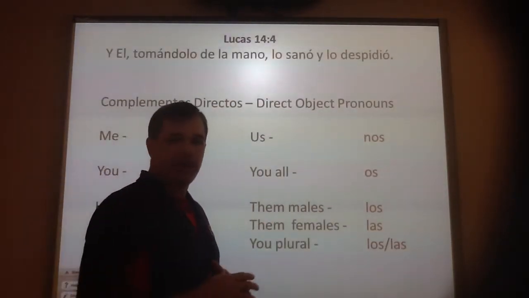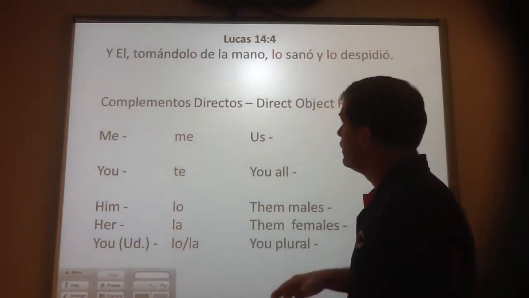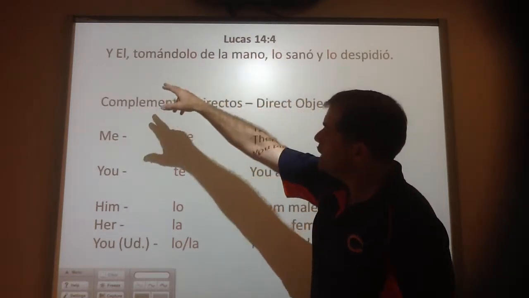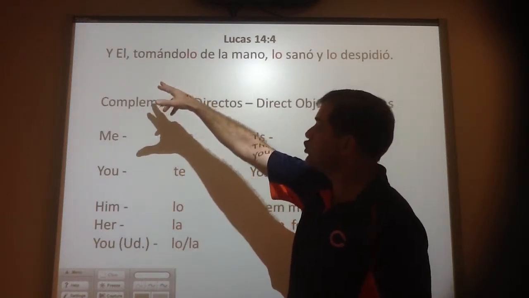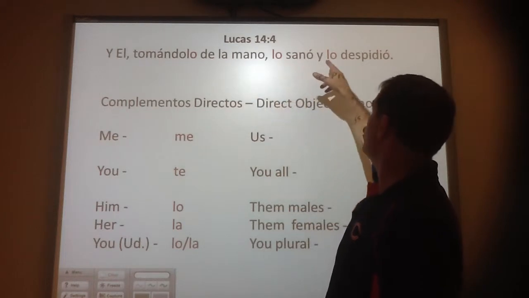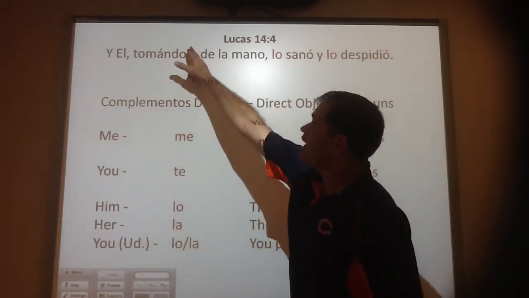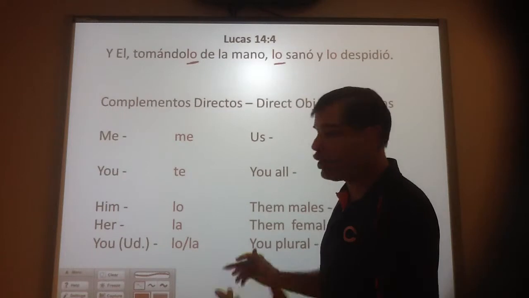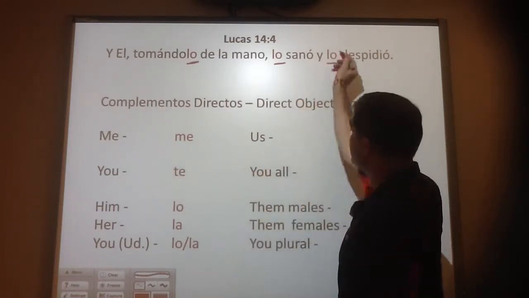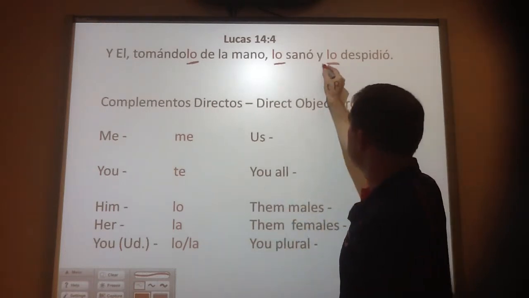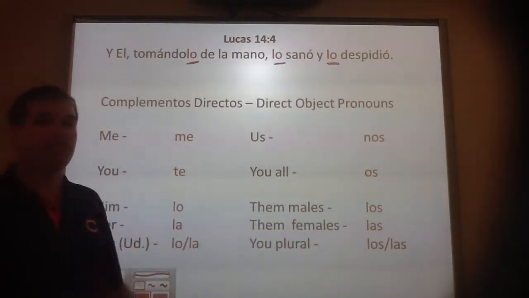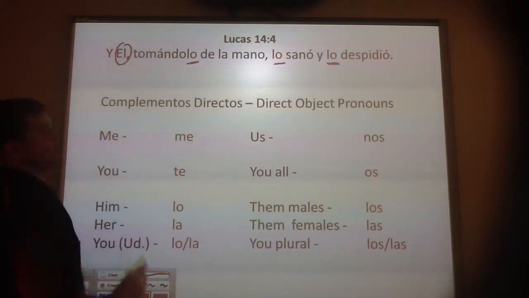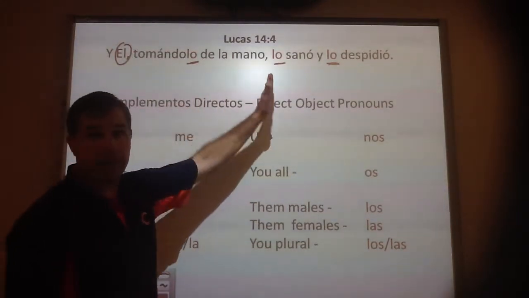Okay, now also in lesson 5 we talk about direct objects and direct object pronouns. I've got a little scripture verse for you up here to give you an example. Lucas 14:4. Y él, meaning Christ, el Cristo, y él, tomándolo de la mano, lo sanó y lo despidió. He took him, that lo means him, took him by the hand, healed him, that lo meaning him again, and sent him on his way, and said goodbye to him. Him. Okay? So the lo there each time is meaning him as a direct object. Remember, if we say he, it means it's él as a subject pronoun. But if it's an object pronoun, it changes to lo.